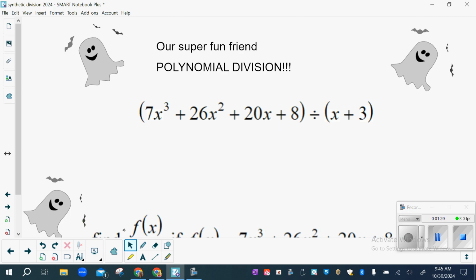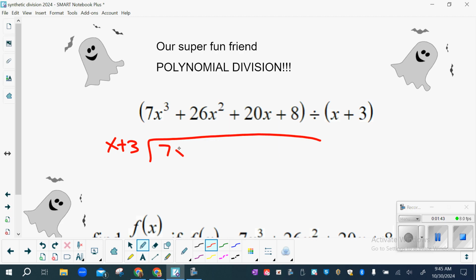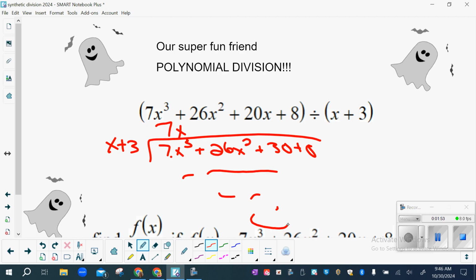So we learned last year a very long, scary way to do polynomial division. Don't write this. Just watch me for a minute. We did this. We went x plus 3, and we put this whole thing in here. And if you remember doing these problems, they took like half a page, right? You went 3, you went into 7, 7x, and then you went blah, blah, blah, and you kept on going, and it was really long.